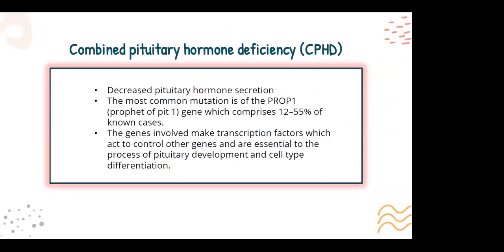So the C also stands for combined pituitary hormone deficiency. It is a condition that causes decreased pituitary hormone secretion. The most common mutation is the PROP1 gene, or Prophet of PIT1 gene, which comprises 12 to 55% of known cases. And this gene is involved in transcription factors, which act to control other genes and are very essential for development and cell type specification.